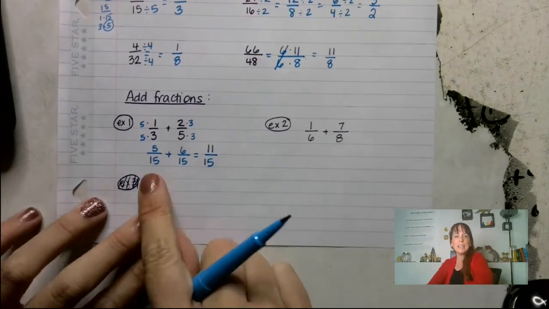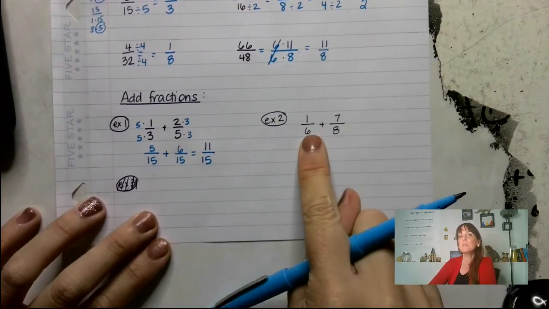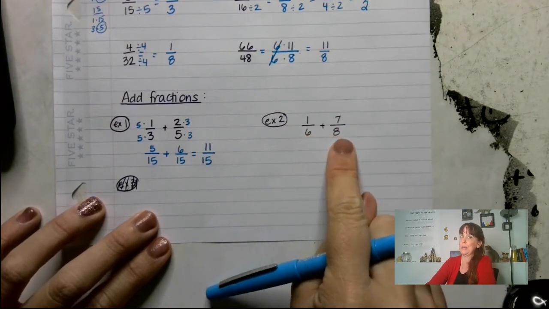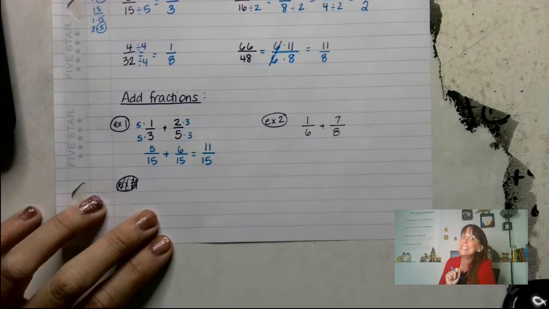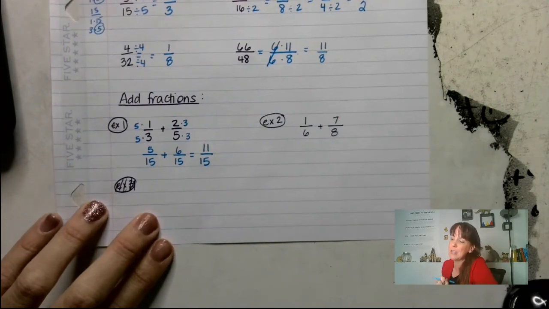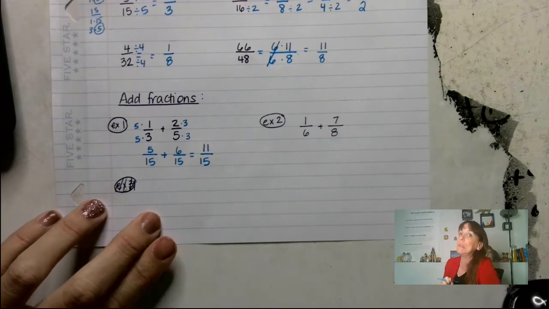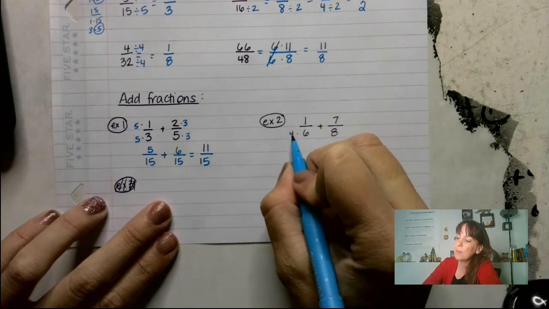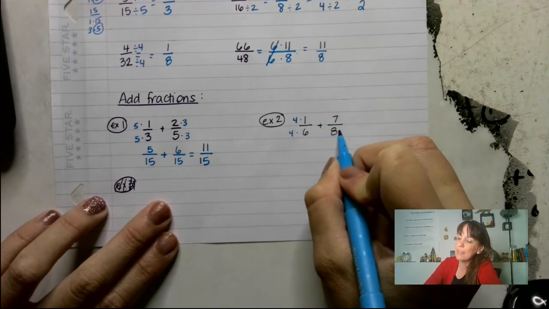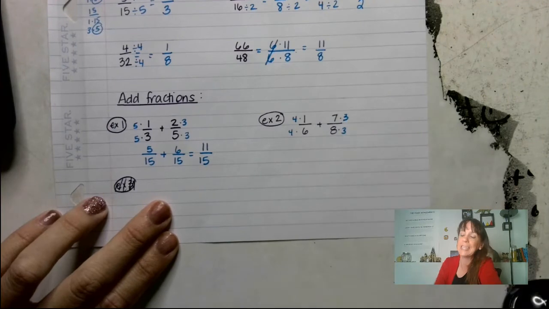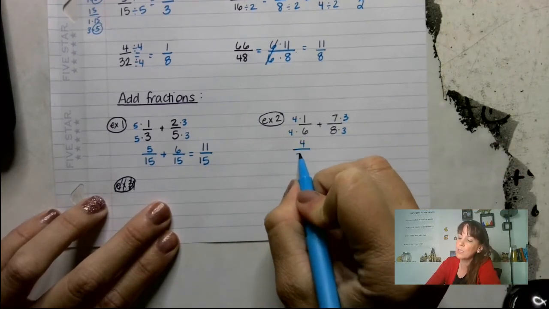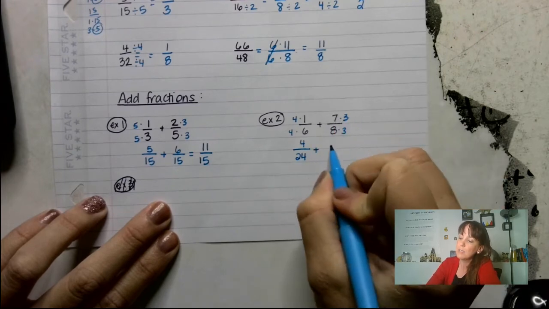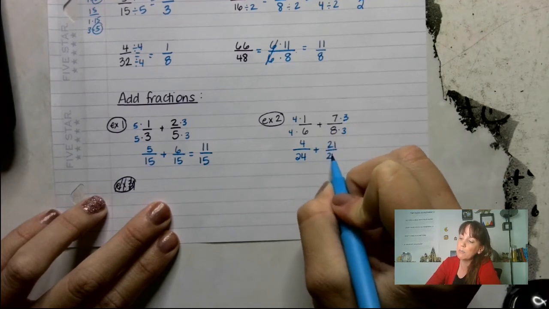Okay, so like I said, you can usually multiply them together, but this is a really good case where you cannot just multiply them together. 6 times 8 is 48, but guys, that is not our least common denominator. Our least common denominator here, I would think, is going to be 24. If I multiply this by 4, and this by 3 times 3, that will give me 24 on the bottom. So now what I have is 4/24ths plus 21/24ths.